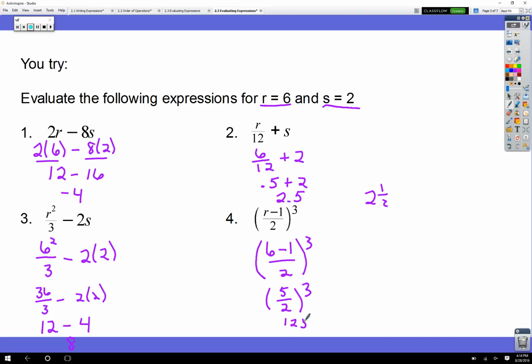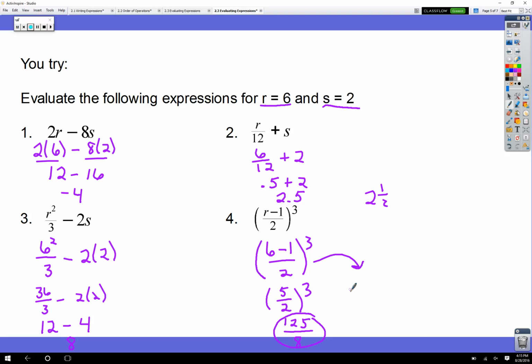And 2 times 2 times 2, 2 times 2 is 4, times 2 is 8. So we have 125 over 8. It's okay to leave this as an improper fraction. You could also have done this. I'm going to just back up and show you a different route.